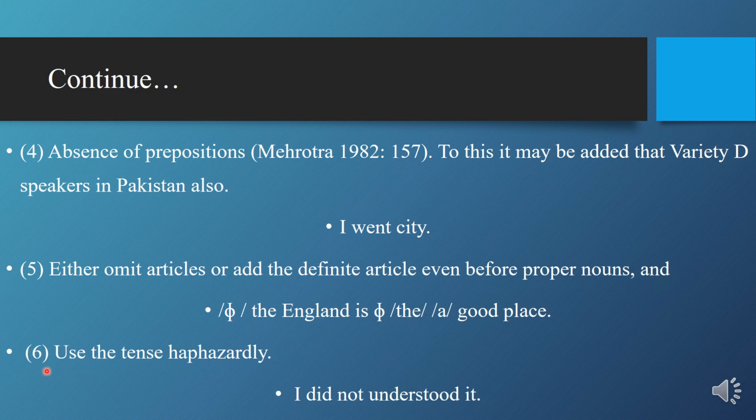The sixth characteristic is the use of tense hesitantly, means they don't know how to use the sentence or the tense properly. I didn't understood it. Here you can see we will use the first form of the verb after did. Okay, I didn't understand it, that is the right sentence, but the wrong one is not corrected in Pakistani English.